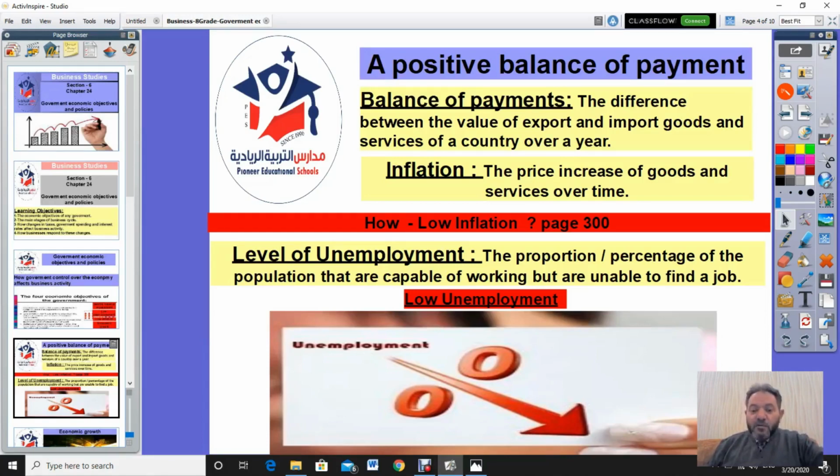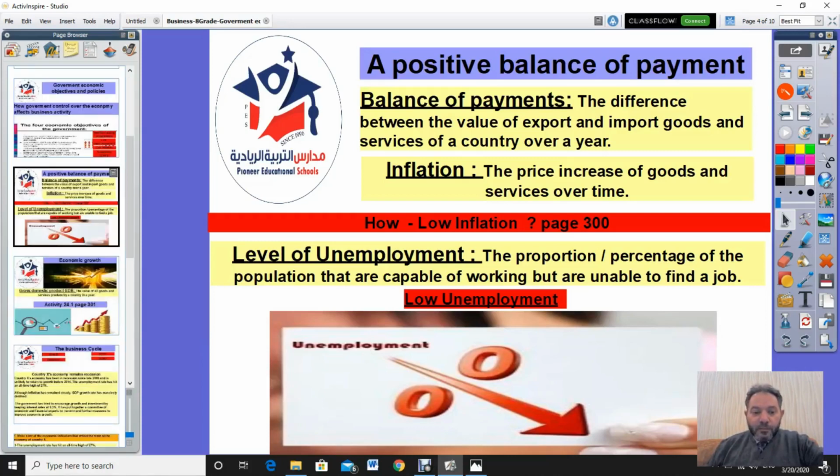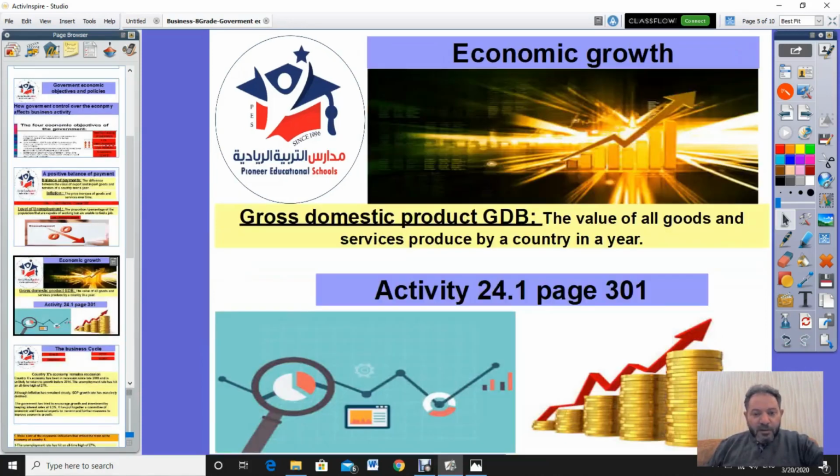And finally, we are going to talk about the GDP, and also we saw that the GDP is the value of all goods and services produced by a country over the year.